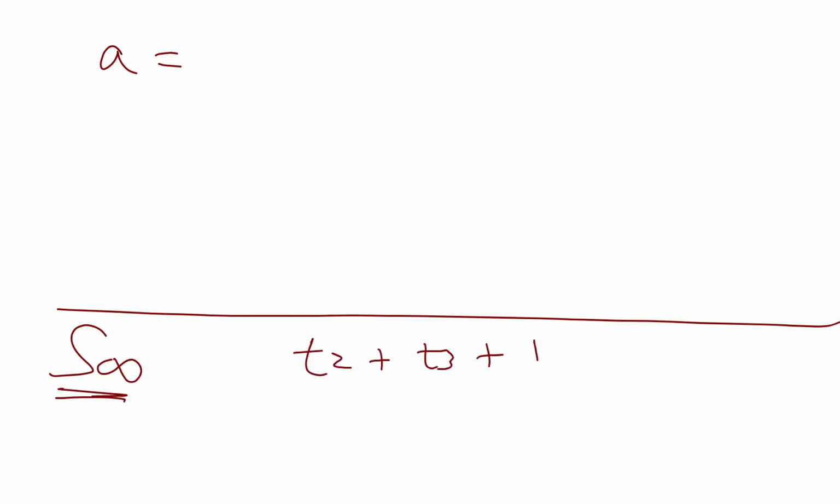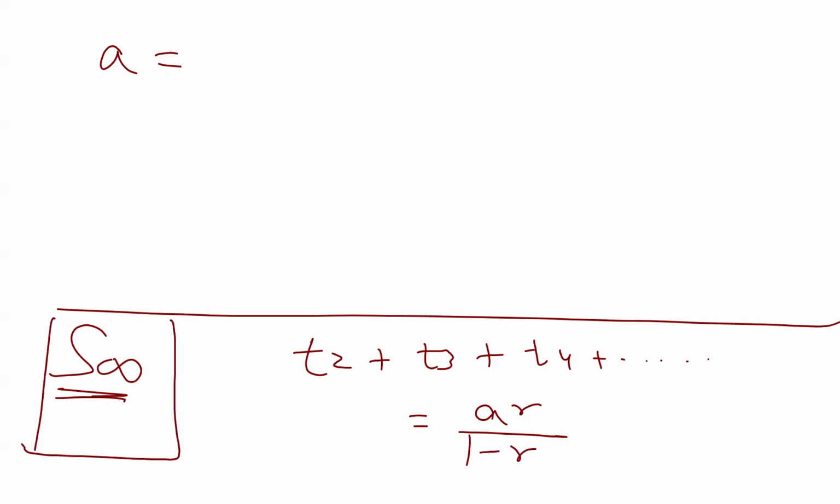T2 plus T3 plus T4 plus dot dot dot is equal to AR upon 1 minus R. Just remember this formula, only in sum to infinity problems. And if T1 is also included, then it is S infinity, and S infinity is equal to A upon 1 minus R. But if it is starting from the second term, you have to remember this formula.